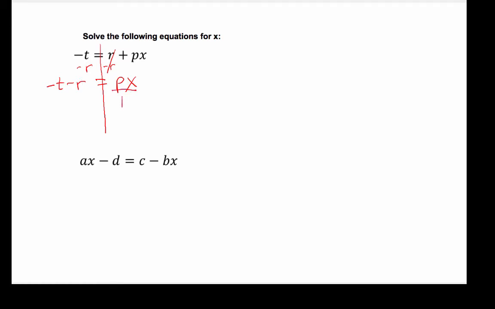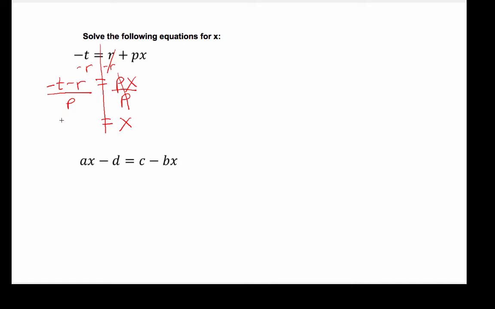Since p is being multiplied by x, we will divide both sides by p. P divided by p is 1. That gives us our x with a coefficient of 1. Now when we divide this side by p, we've got to divide this whole side by p, not just one of these letters, but the whole thing. Negative t minus r all over p.